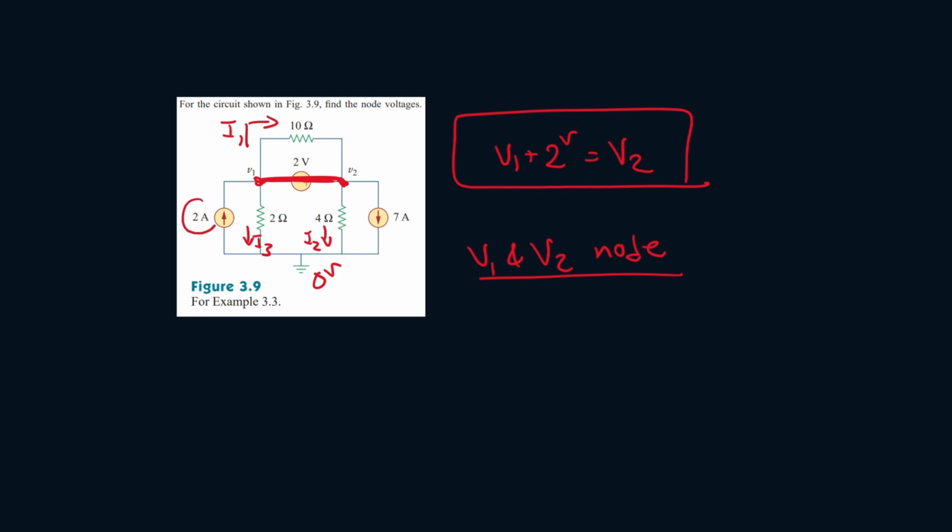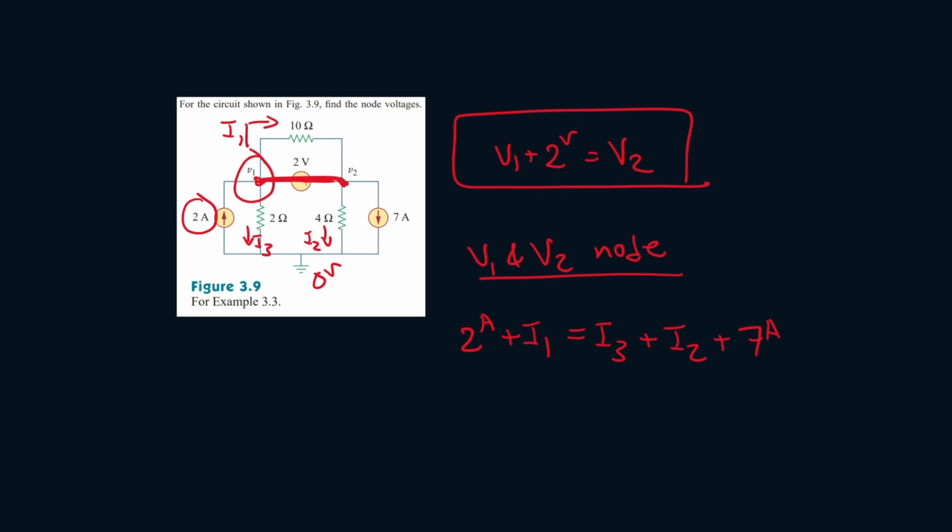So we see 2 amps is entering this giant supernode, so it'll be 2 amps. Then we see I1 is also... actually, no, not I1. Let's wait for that later. Oh yeah, wait. I1 is entering the node from here, so it'll be plus I1, and this will be equal to I3, which is leaving, plus I2, which is also leaving, plus 7 amps, which is leaving.